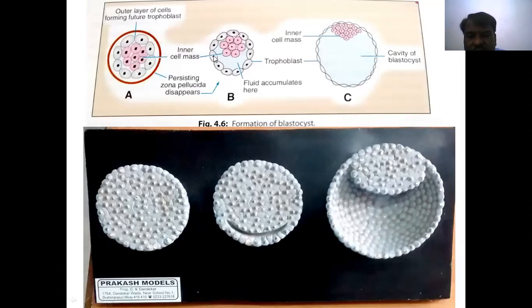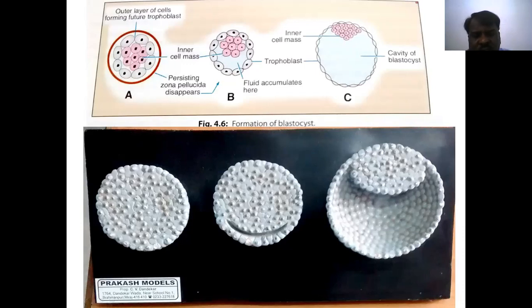Then this enlarges, and the inner cell mass goes to reach one end of the trophoblast. Here the cavity is filled with accumulation of fluid. Then the outer cell mass is known as the trophoblast, and the inner cell mass forms the embryoblast. This cavity is known as the cavity of the blastocyst. See this model: inner cell mass, outer cell mass, and the trophoblast.